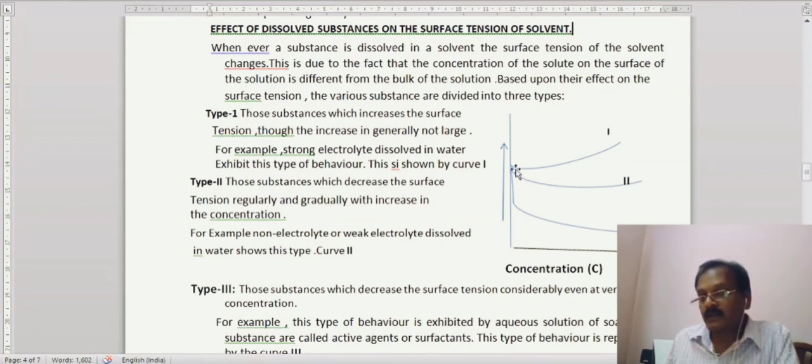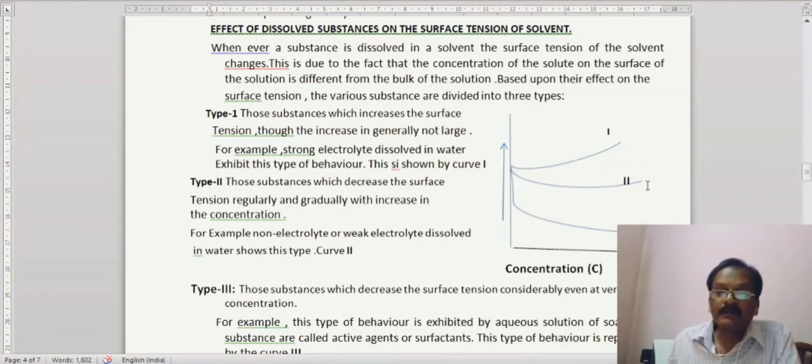Now look at graph 2. This is the beginning. As you increase the concentration, slowly the surface tension of the solvent decreases. This is how we can say there is a regular and gradual increase in the concentration, and at the same time a decrease in the surface tension. The surface tension of the solvent goes on decreasing with the increase in the concentration of a solute in the solution.